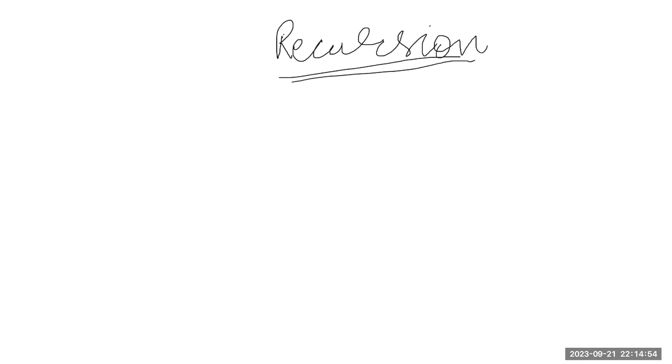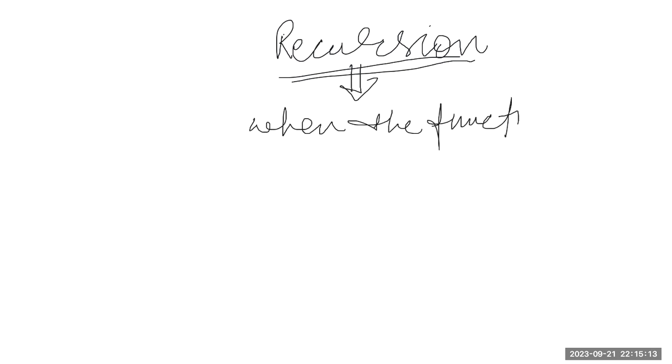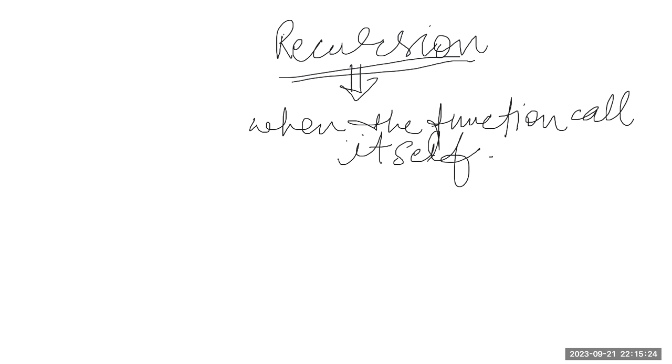Whenever anyone asks what is recursion, the simple answer that most people give is that recursion is when a function calls itself. You have already understood this: whenever I write a function and I want to perform the task I have written inside it, I need to call the function. So recursion is when the function calls itself.